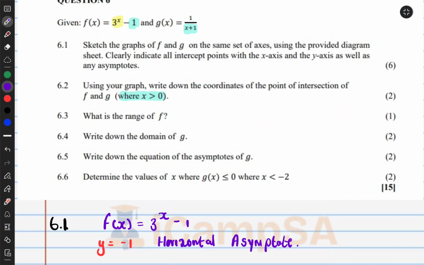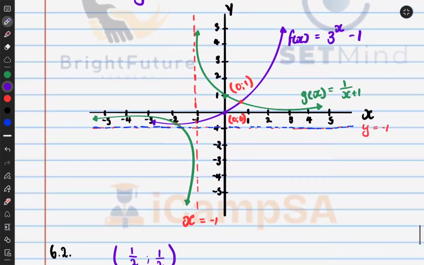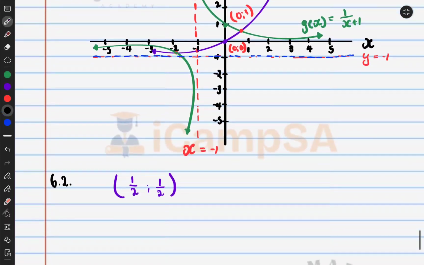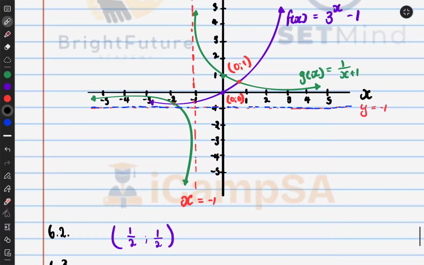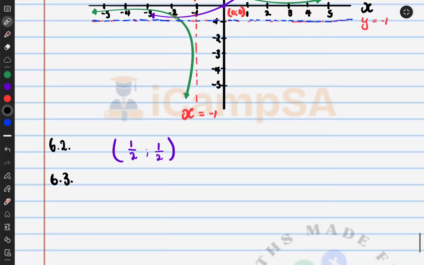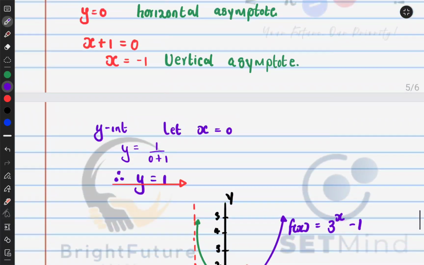Okay, what is the range of f, the exponential function? The range of f for 6.3, the y values: the function f exists for all the y values that are above -1. So it's simple, you can say y is greater than -1. You can present it that way, or you can say y is an element of (-1, +infinity).